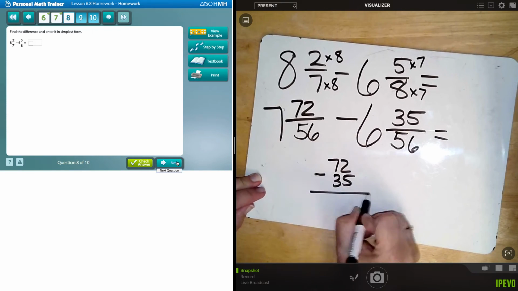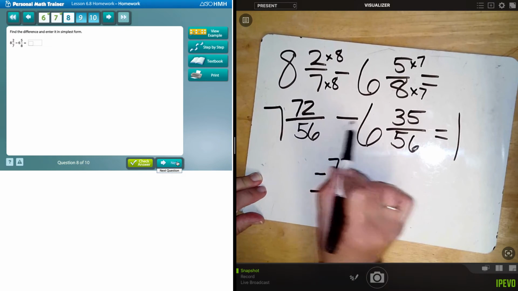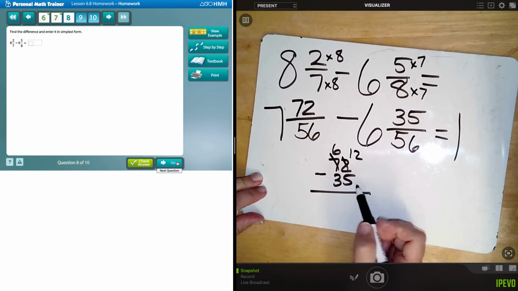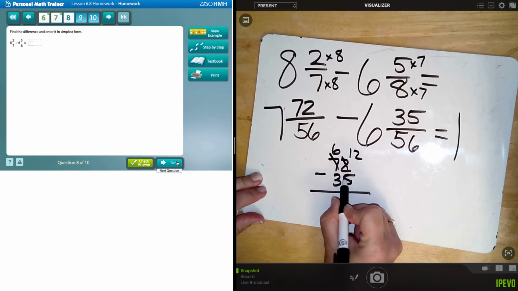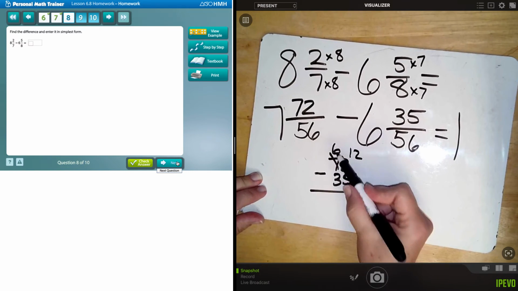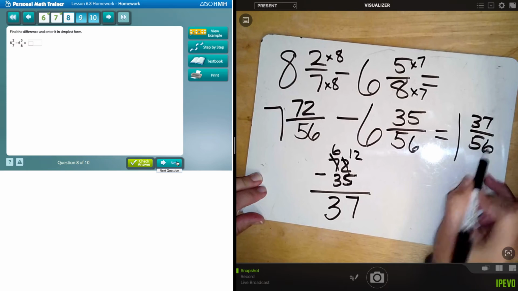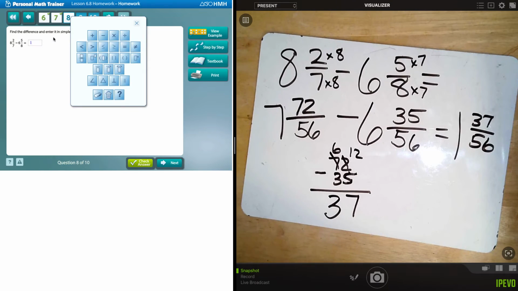So I'm going to do my subtraction. The 7 minus 6 over here, sorry, that's easy, that's 1. But my 72 minus 35, I'm going to have to regroup. All right, 7, 8, 9, 10, 11, 12. I always get this one wrong. All right, 7. 6 minus 3 is 3. So 1 and 37 over 56. All right. Okay, let's give it a go. 1, the fraction, 37 over 56.